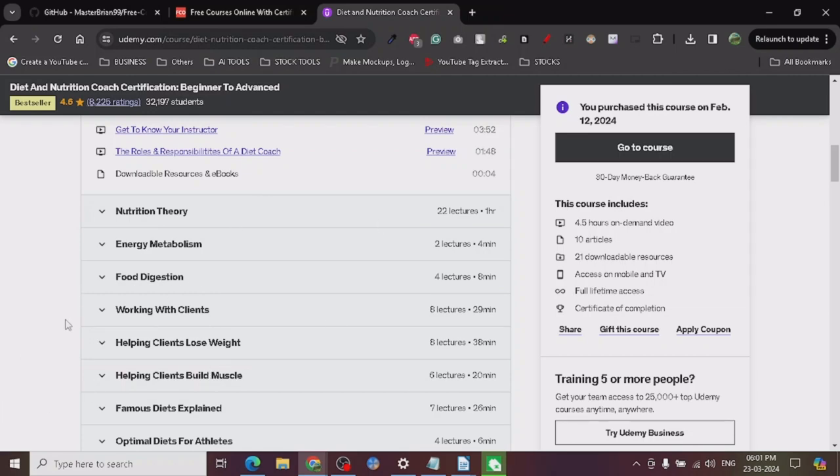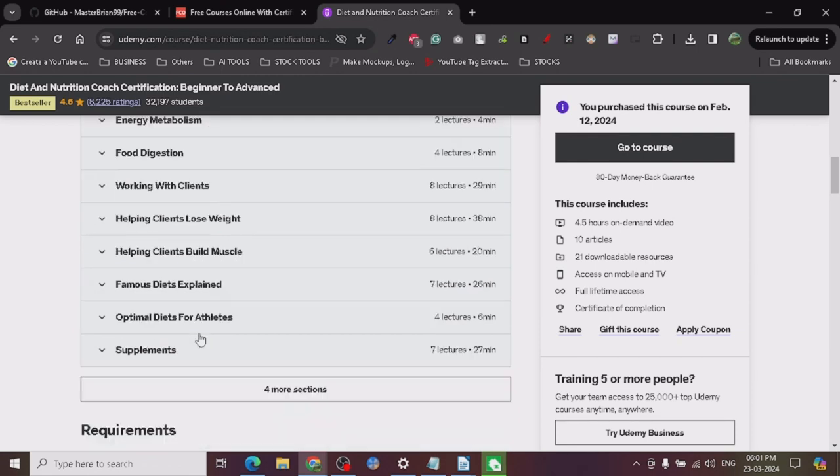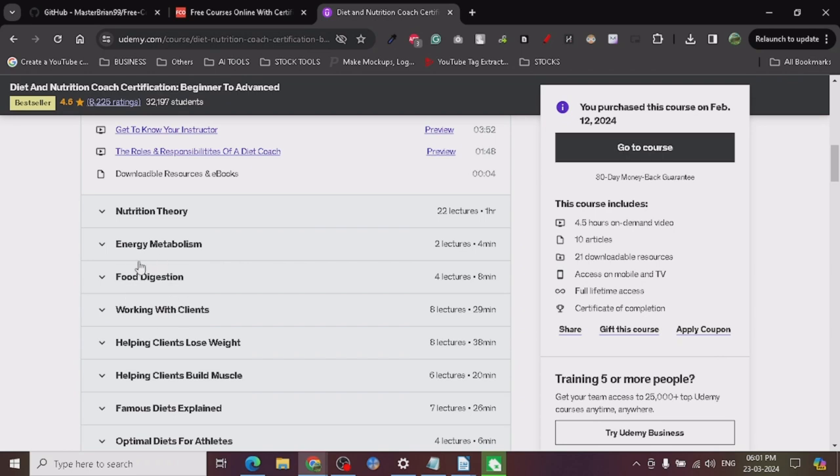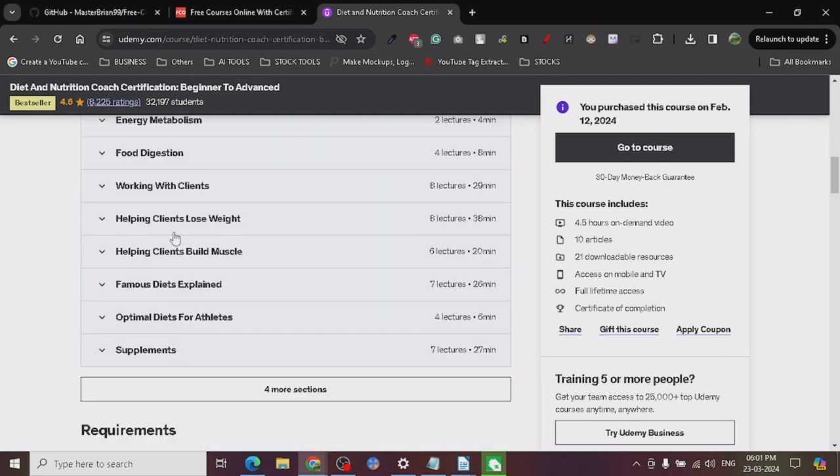As you can see, this is the table of contents. The nutrition theory is one of the most important things that I've learned, and I've learned a lot of things, but nutrition theory was one of my favorites. As you can see, it is for losing weight and building muscle, and this is for all body types.